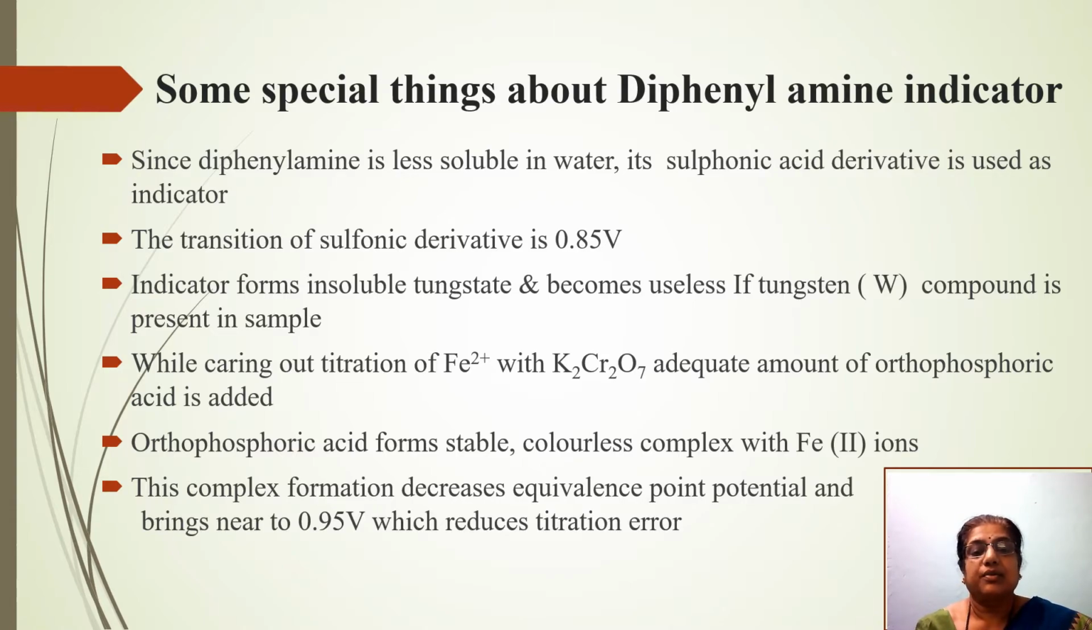This estimation of Fe2+ is usually done by dichromate using diphenylamine indicator, whereas we ask to add orthophosphoric acid in adequate amount. What is the function of orthophosphoric acid? It forms a stable colorless complex with these Fe2+ ions. The advantage of complex formation is that it decreases the equivalence point potential and brings it to about 0.95 volts, which reduces the titration error.